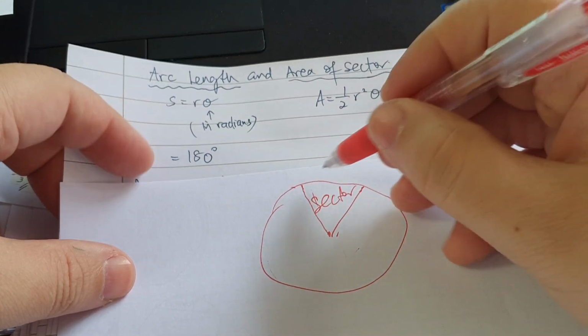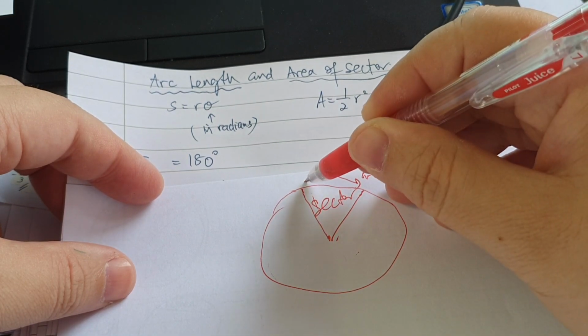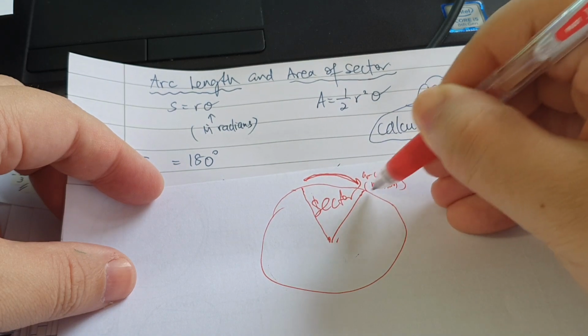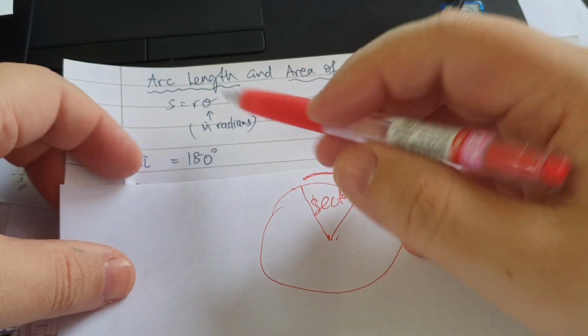And this part here is called the arc length. Of course, the small one we call a minor arc length or minor arc. Then this one we call the major arc.